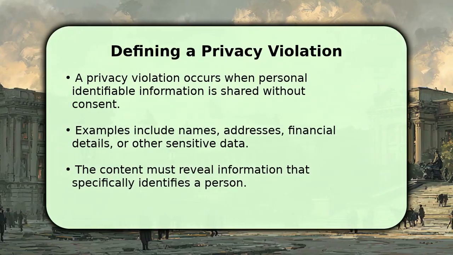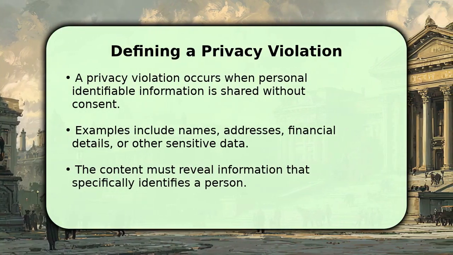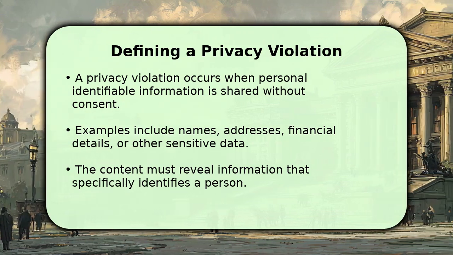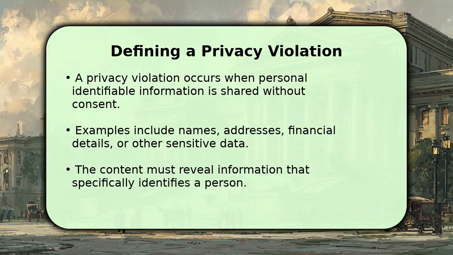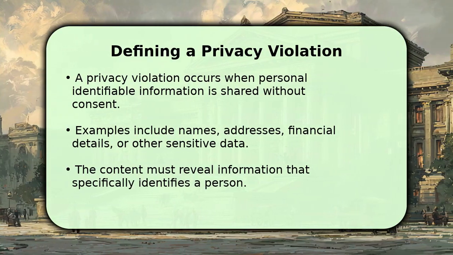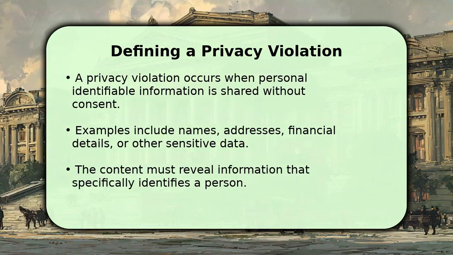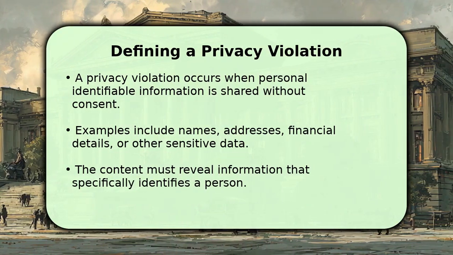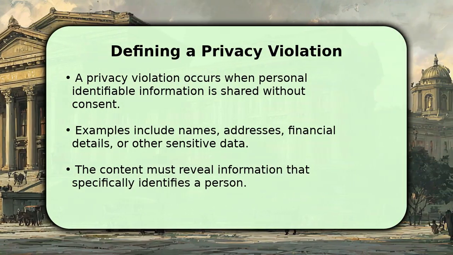Before filing, it is important to clearly understand what constitutes a privacy violation under YouTube's guidelines. This typically involves the sharing of personal identifiable information without the individual's permission. Think of things like a person's name, their home address, their phone number, or other sensitive data being publicly displayed. The content must clearly identify someone.